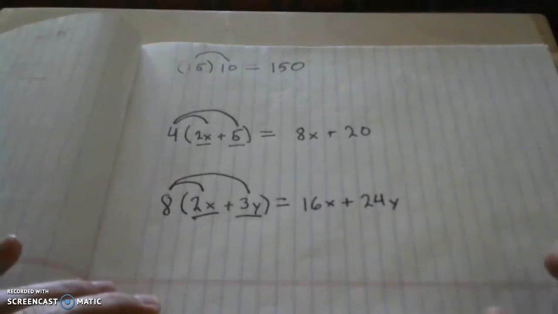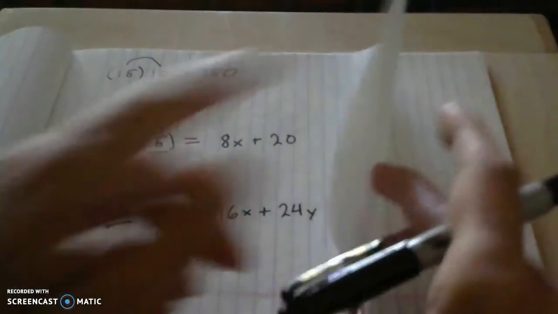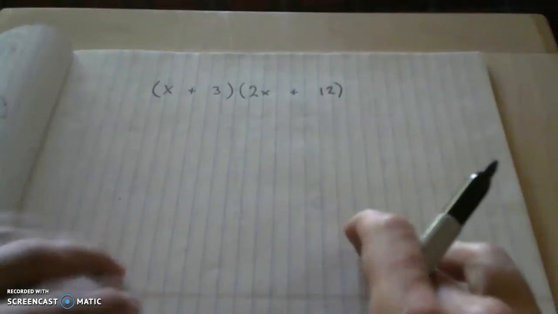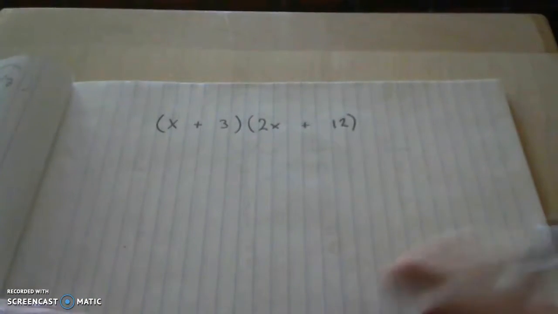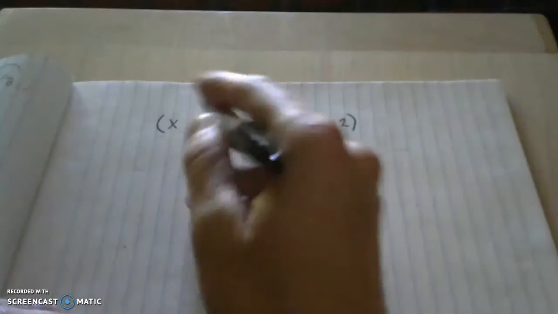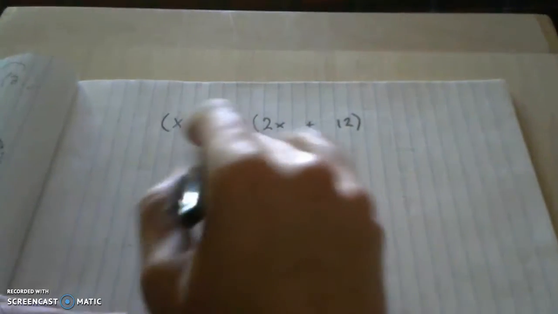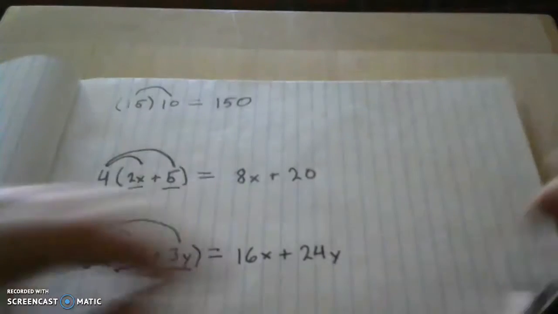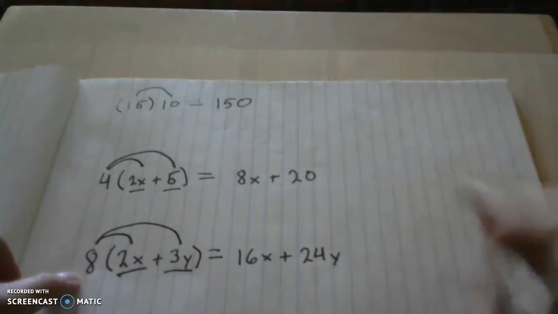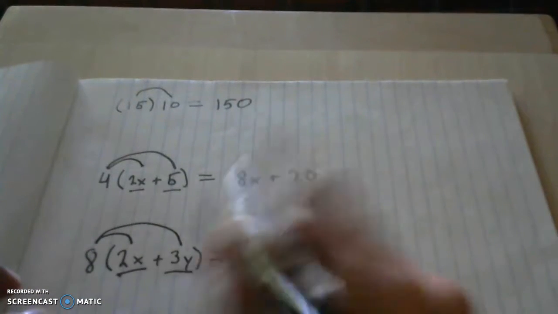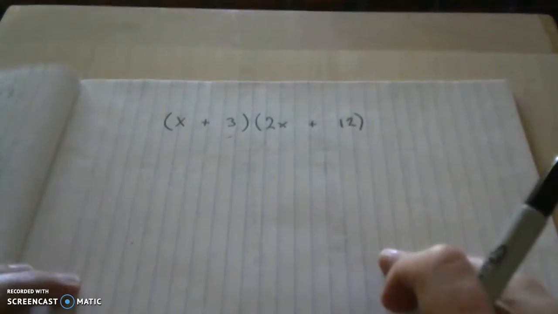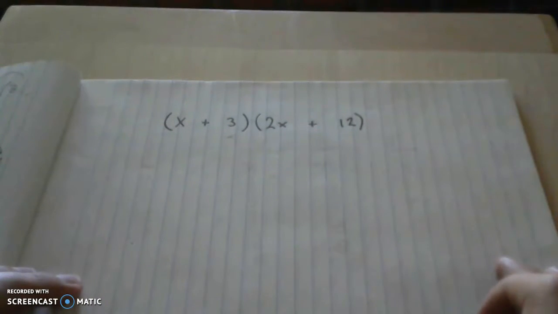But what we're going to talk about today is what happens if you have two different components. You have this polynomial here and another polynomial here. What would you do? Because as we see before, when you have just one term out in front, you just distribute it to both of the other terms inside the parentheses. But when you have two terms, it's not quite that easy, or so you'd think.